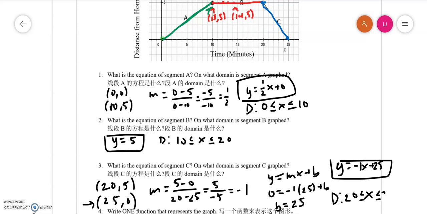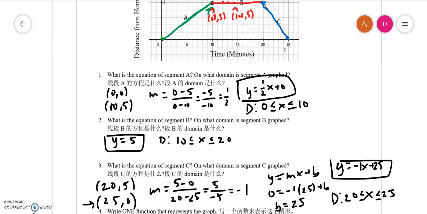and it ended at 25. All right, so we have equations and domains for each one of these. Now, this is a piecewise function. And think of the name piecewise. It really actually just means that a function has several different pieces, just like we can see with this function.